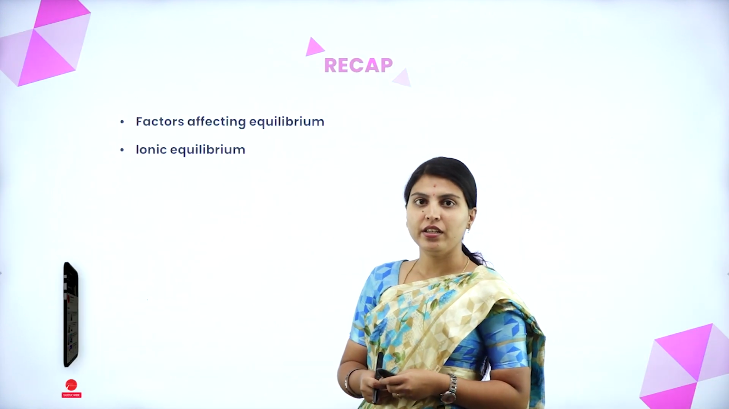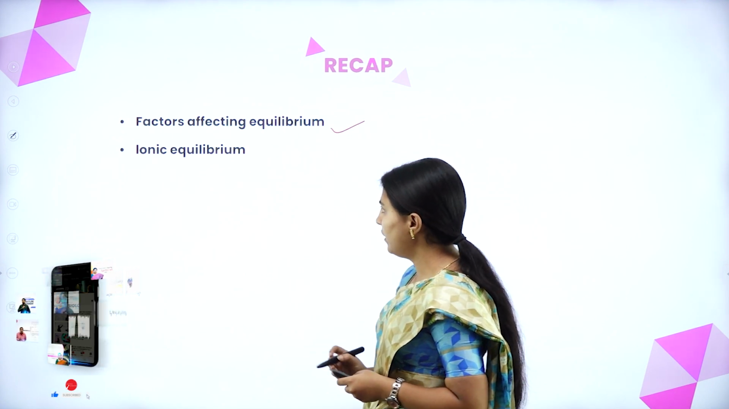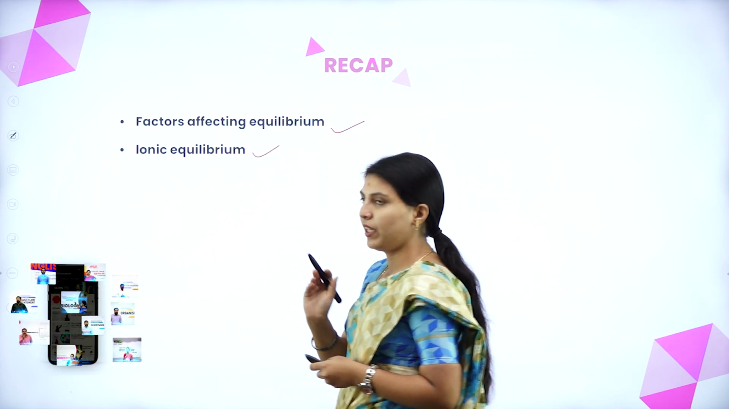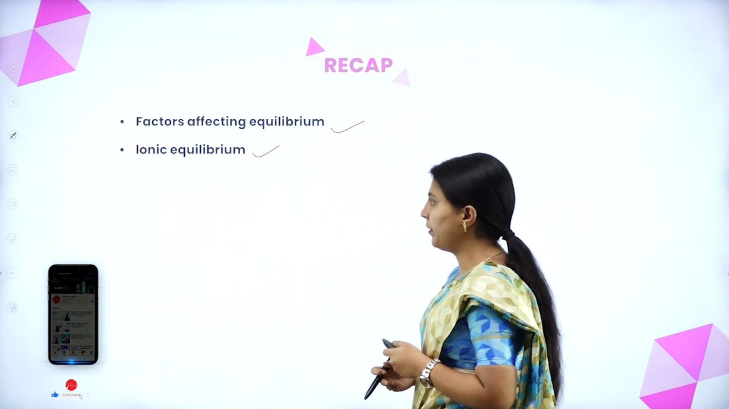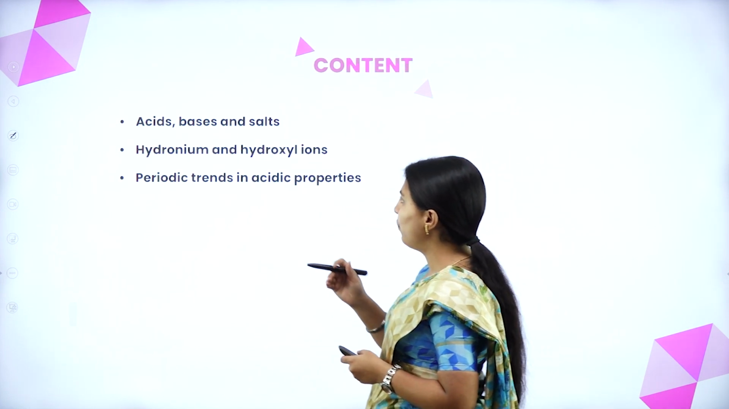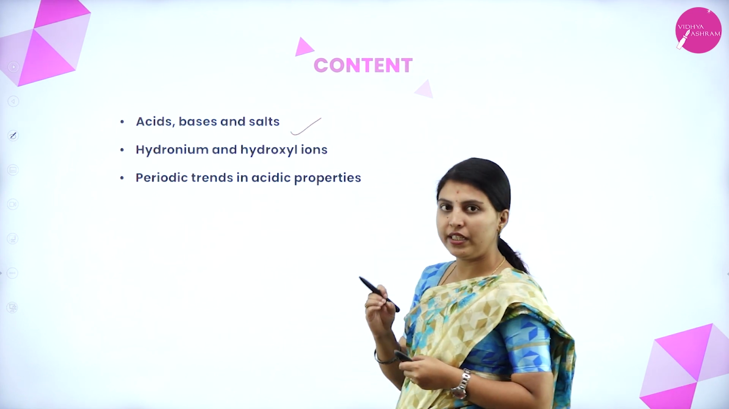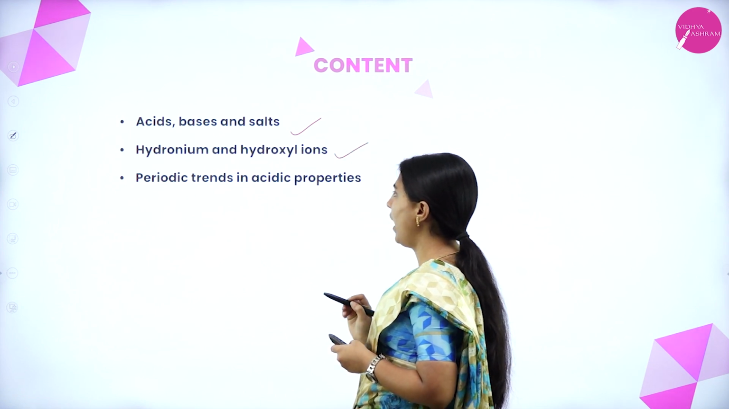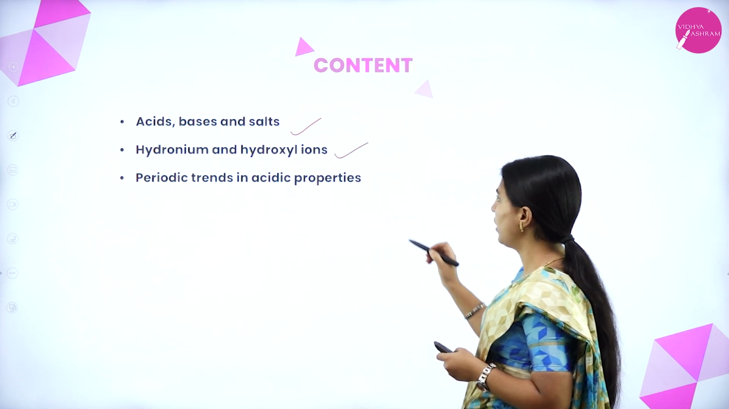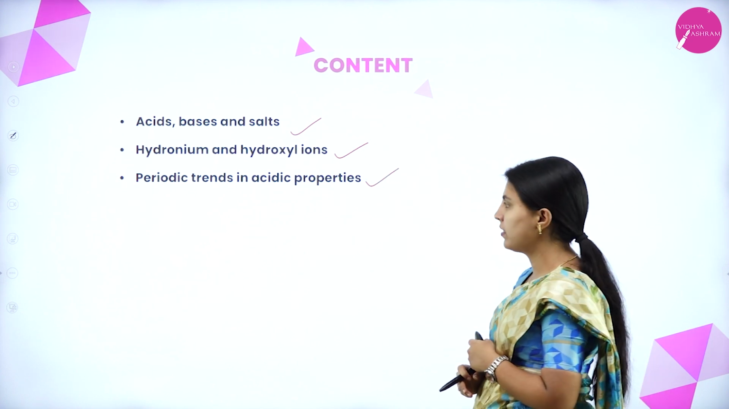In the last session, we discussed factors affecting equilibrium and ionic equilibrium. In that, strong electrolytes and weak electrolytes we have also seen. In today's session, we will see acids, bases and salts, just the introductory part, hydronium and hydroxyl ions, and periodic trends in acidic properties. These are the three concepts we will see in this session.